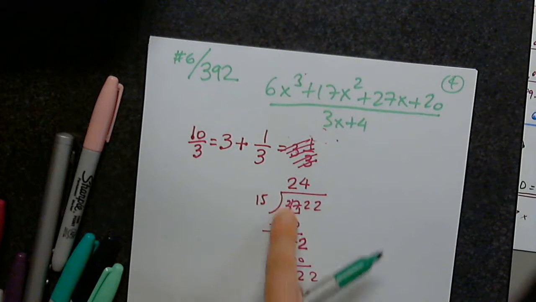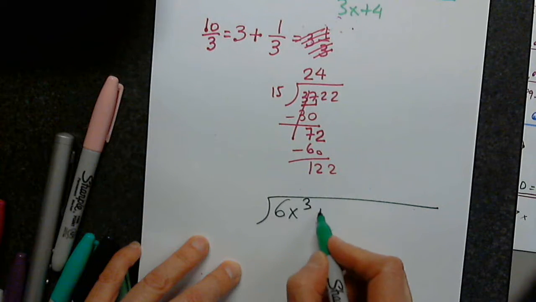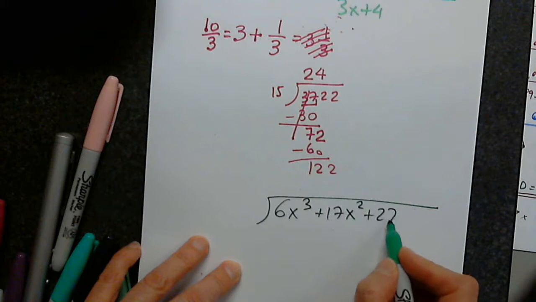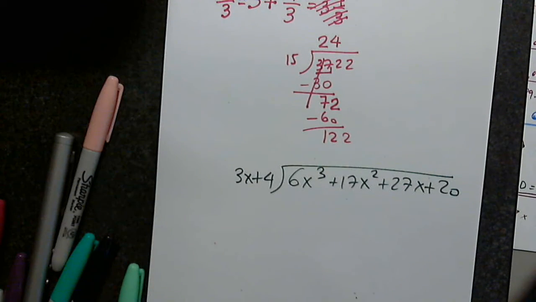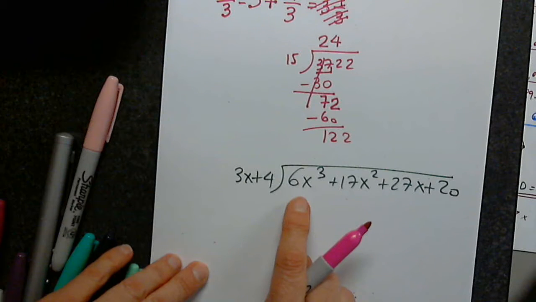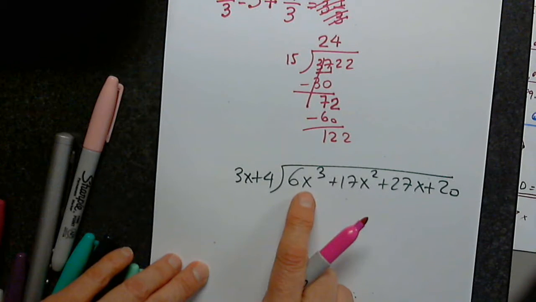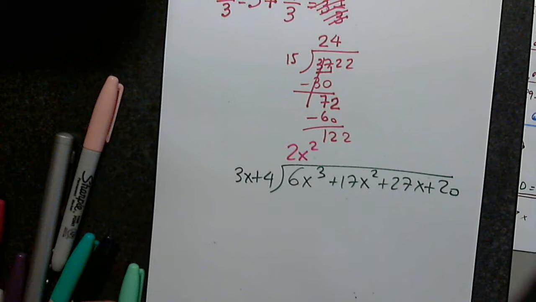So I start this algorithm exactly the same. I have 6x cubed plus 17x squared plus 27x and plus 20, and I'm dividing by 3x plus 4. First question: 3x multiplied by what is 6x cubed? Awesome. Now careful what I do next.